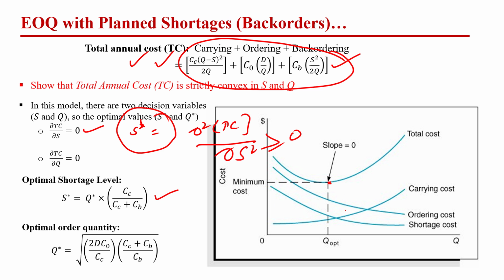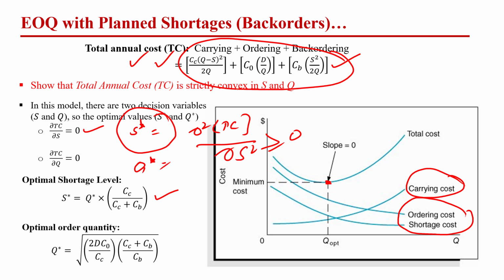As we can see, the higher the quantity we are going to place, the lesser the order cost as well as the lesser the shortage cost. The higher the order quantity we place, the higher the carrying cost. So we need to find the trade-off, which means we need to find this minimum total cost. The same is the case in order to find the optimum order quantity, which is Q star.